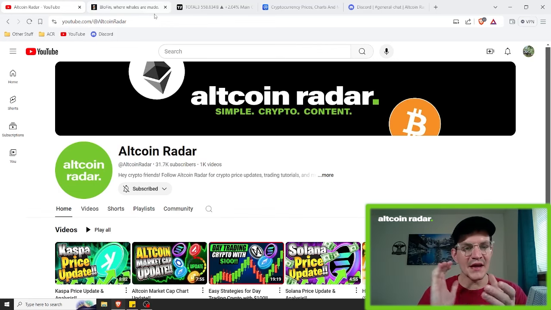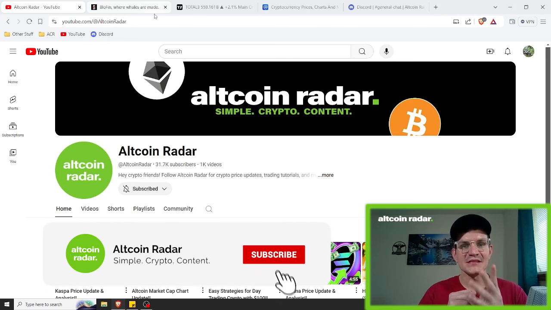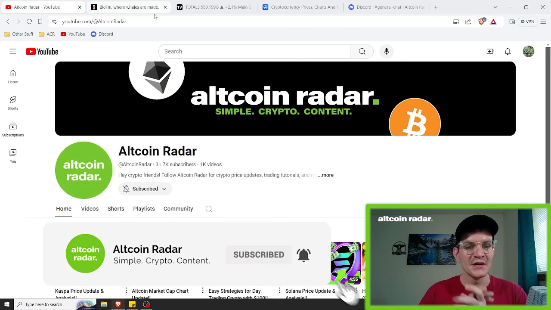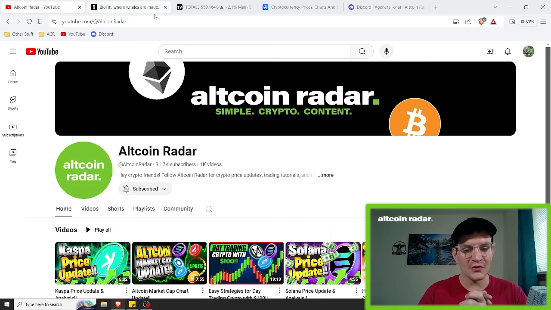Altcoin Radar. Today I am going to show all of the beginners out there who want to try trading crypto 4 of what I personally think are the best and easiest indicators for a beginner to use while trying to trade the crypto market.